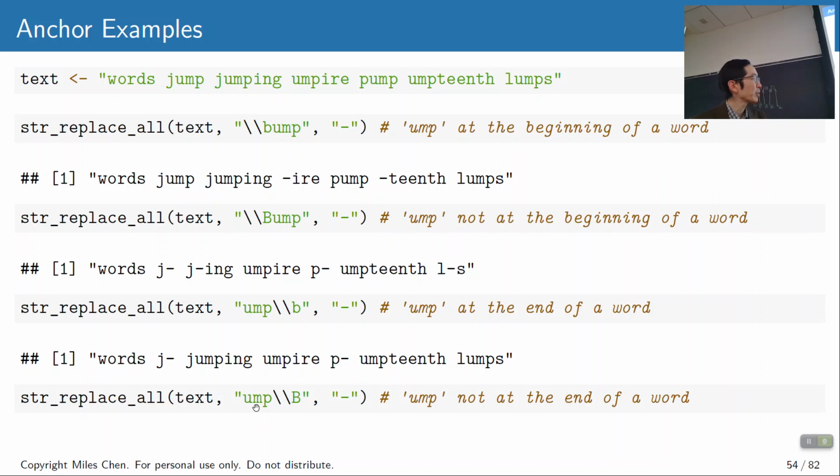Okay, all right, what about this one? UMP followed by not a word boundary. Which words will have their UMP replaced? Jumping, umpire, umpteenth, and lumps. Those are UMP followed by a non-word boundary. So we have jumping replaced, umpire, umpteenth, and the UMP in lumps gets replaced. Okay, I hope that makes sense.